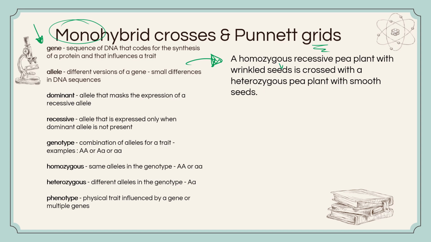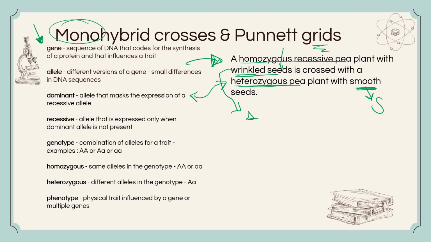This trait happens to be about some seeds. We have wrinkled seeds and we have smooth seeds. One of the parent plants is homozygous recessive with wrinkled seeds. The other parent plant is heterozygous with smooth seeds. We know that the heterozygous guys are going to display the dominant trait because the dominant allele will mask the expression of the recessive allele. And so that means that smooth must be dominant. I'm going to use capital S for smooth, and then my recessive trait must be wrinkled. I'm going to give that a lowercase s.